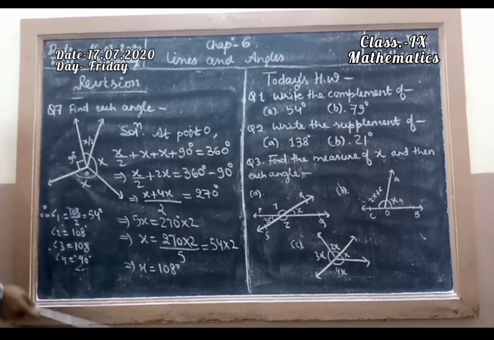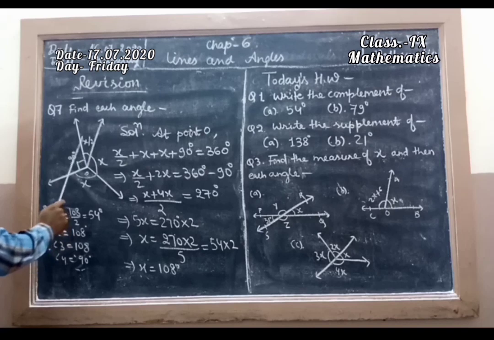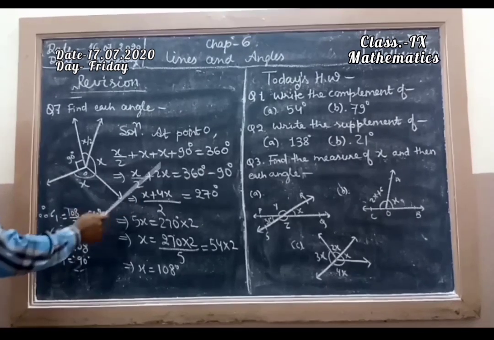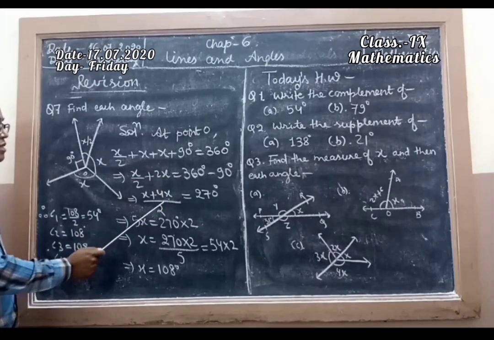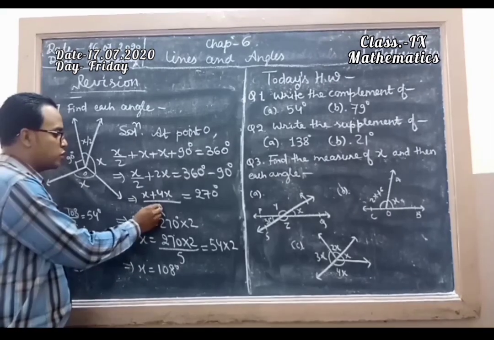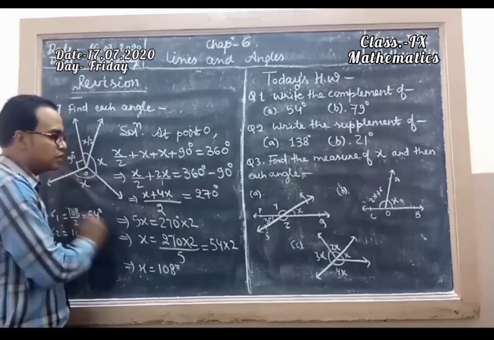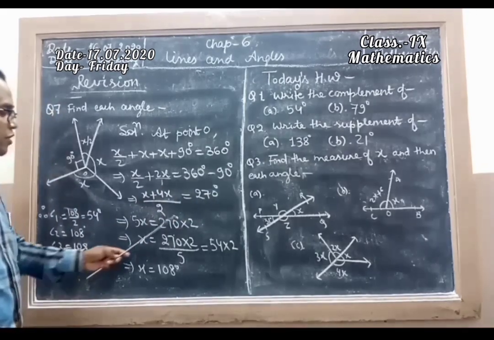Find each angle. Now students, here we observe that O is the point and there are 4 angles made at point O. So at point O, x by 2 plus x plus x plus 90 equals 360 degrees. x plus x is 2x, we shift 90 to the RHS. x by 2 plus 2x, on taking LCM 2, we get x plus 4x. So x plus 4x is 5x, and 2 is shifted to the RHS, 270 into 2.